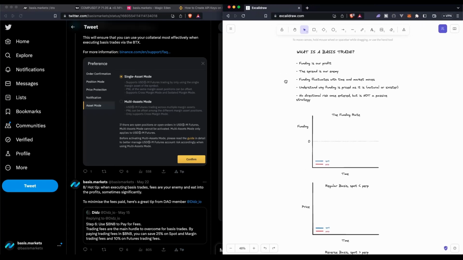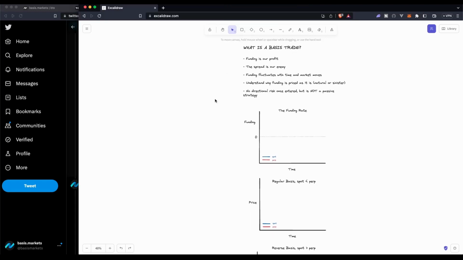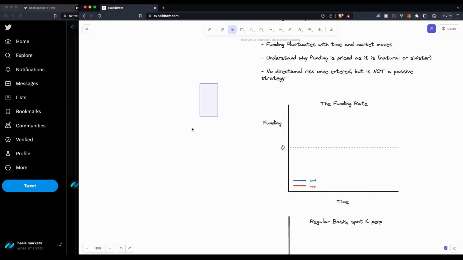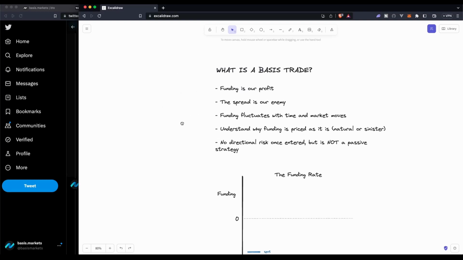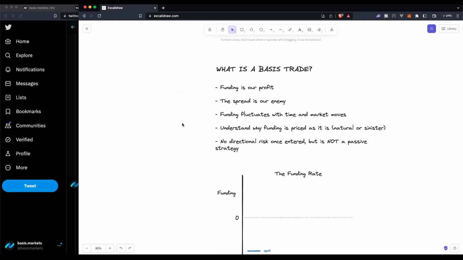So what is a basis trade exactly? To the middle of the page, and we'll go through it one by one. With a basis trade, the funding is our profit. So the funding rate is our profit, and we're looking to take advantage of that funding mechanism to earn while we don't have exposure to direction.